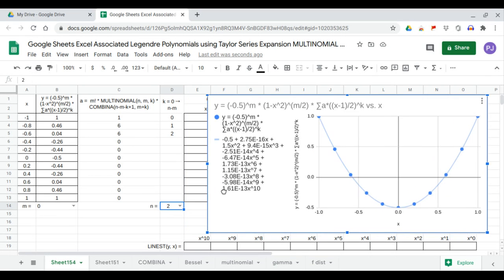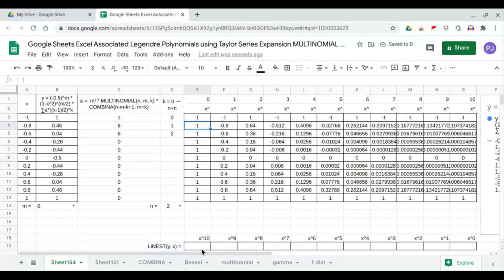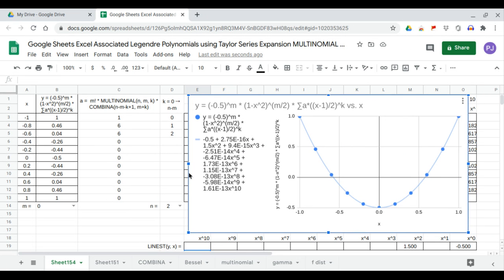To do that, we complete the 1 comma x matrix. So this is equal to array formula of the x values raised to the power 0 to 10. Now we can enter LINEST. This is equal to LINEST data y and data x. So we have the polynomial starting from 0.